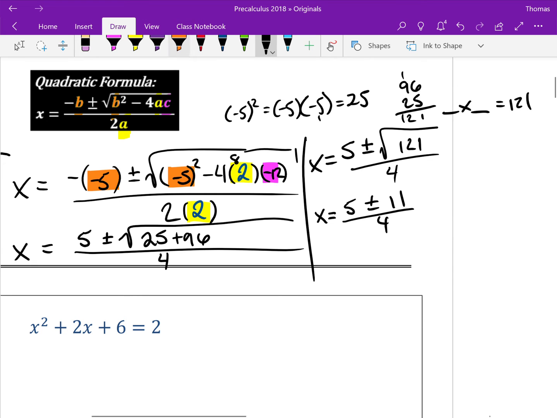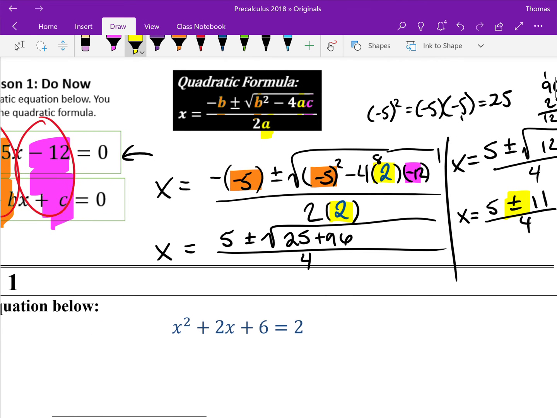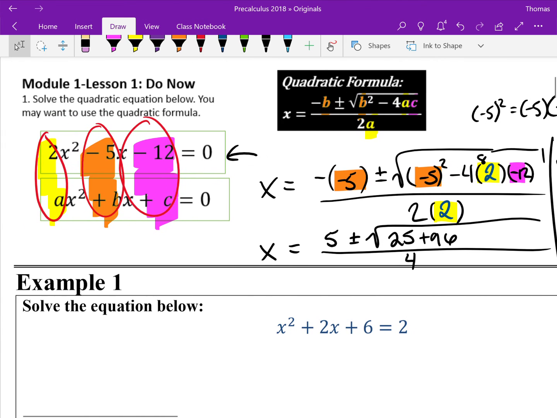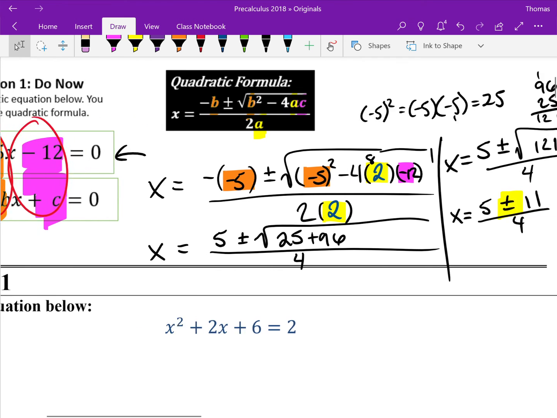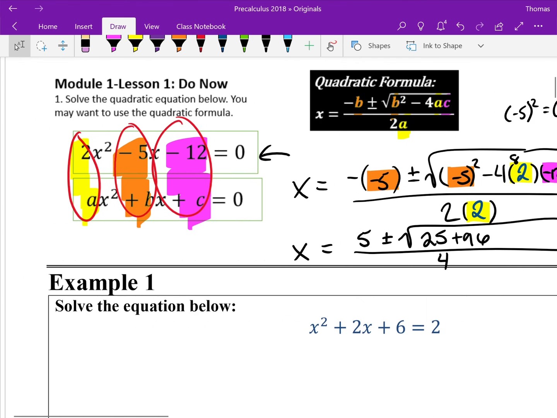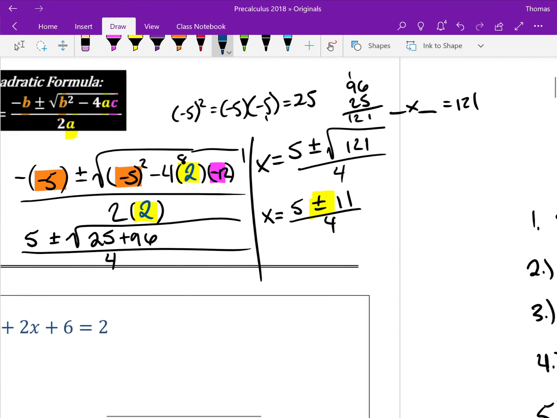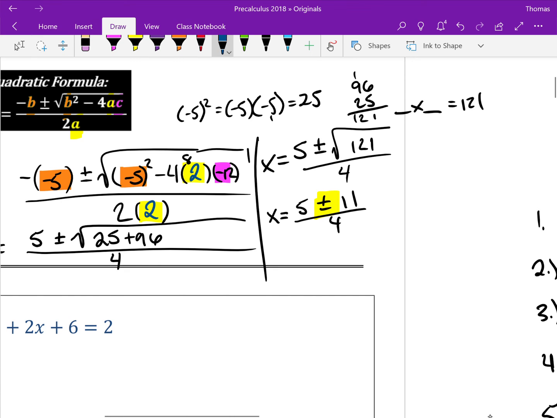Now at this point we have two solutions. The fundamental theorem of algebra says that any polynomial must have as many solutions as its degree. So our original equation over here had degree 2. The highest exponent was 2, which means we should have 2 solutions. So it's good in our answer over here that we're getting 2 solutions.